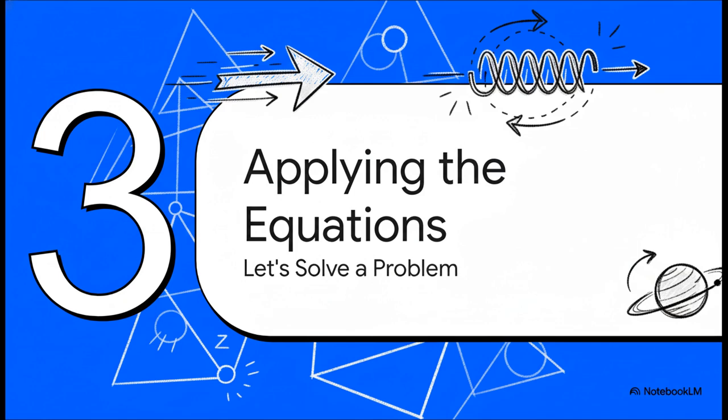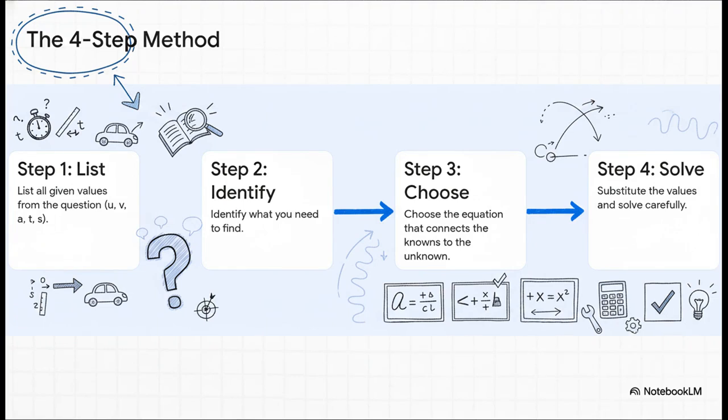So it's one thing to see the equations, but the real learning begins when we actually use them. So let's try to apply them now. We are going to solve a problem from your book together, and we'll take it one step at a time. Before we solve, it's very important to have a clear method. This four-step approach will help you solve any numerical on motion correctly.